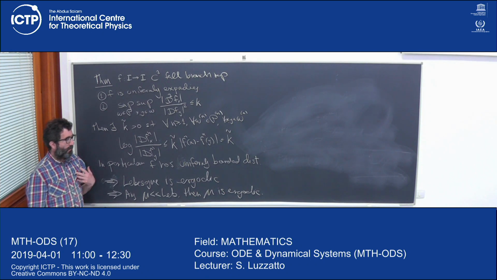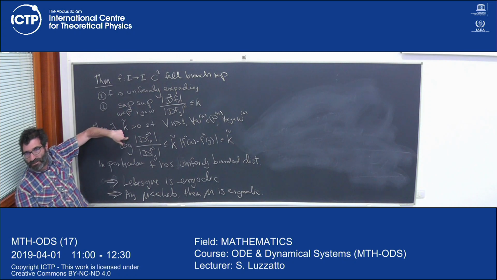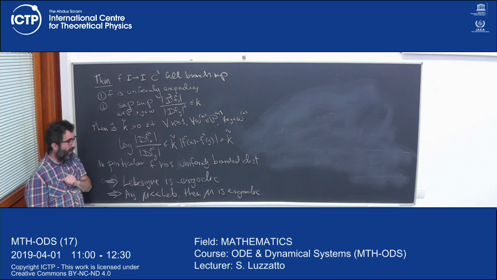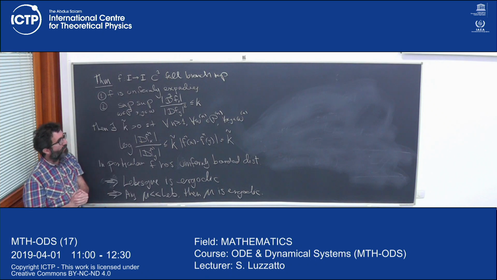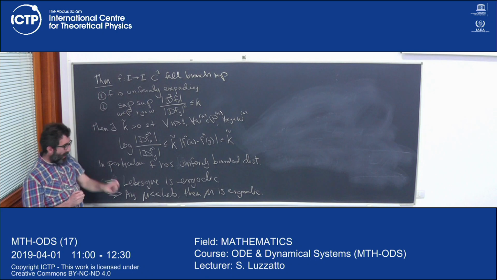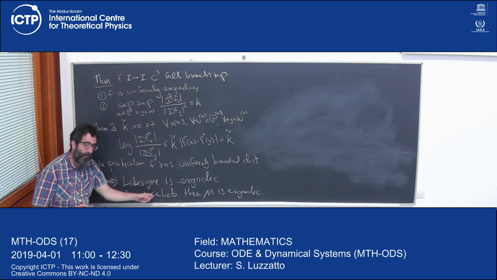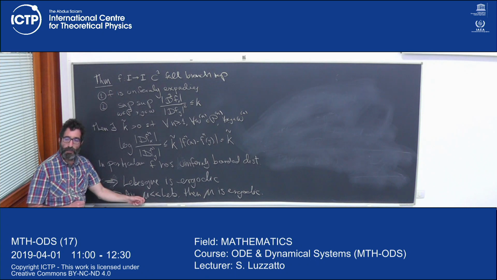So what we're going to do today is two things. First of all, we're going to prove this. This is fairly straightforward, okay? And then we're going to start what is, in some sense, the main theorem of the second part of the course, which is to show that any map satisfying this actually has an invariant measure that is absolutely continuous with respect to Lebesgue.